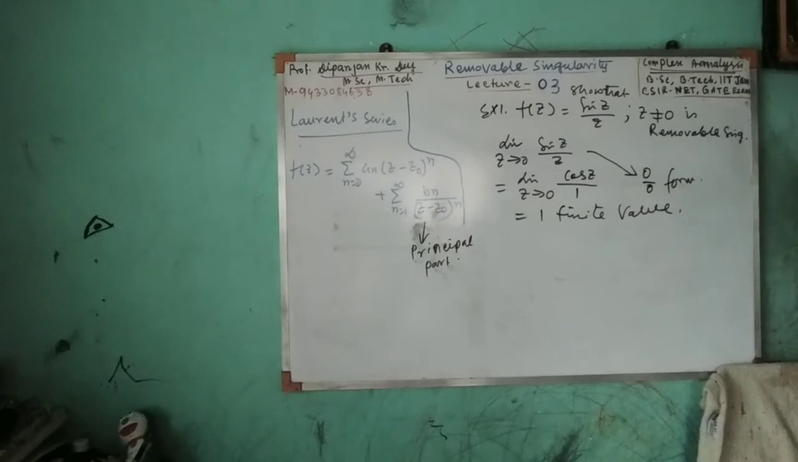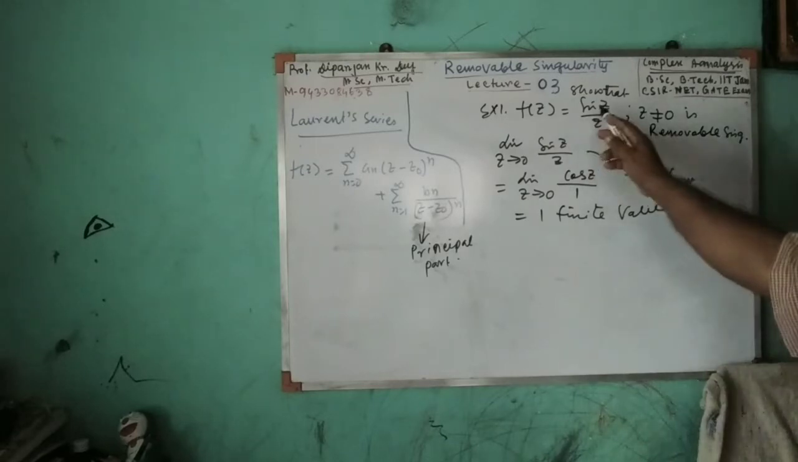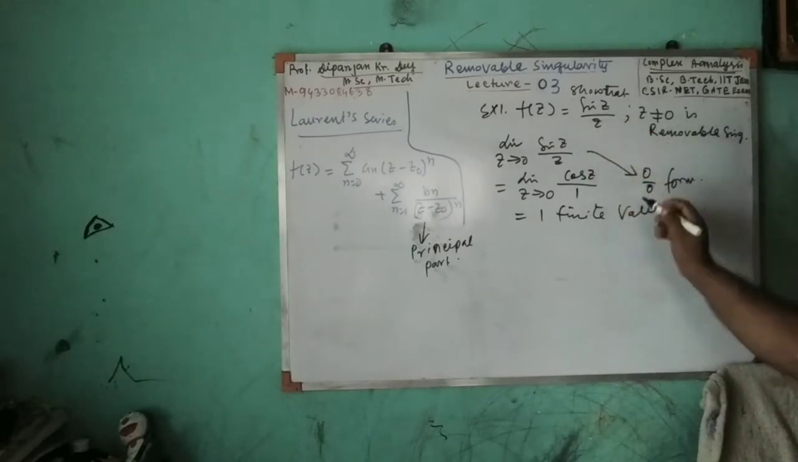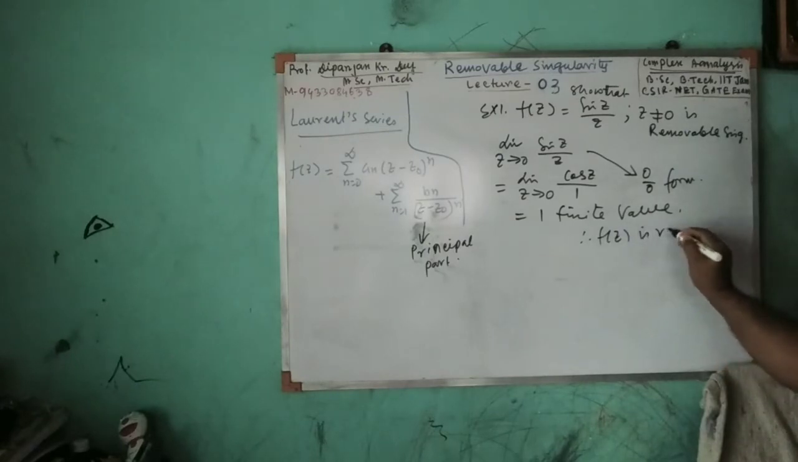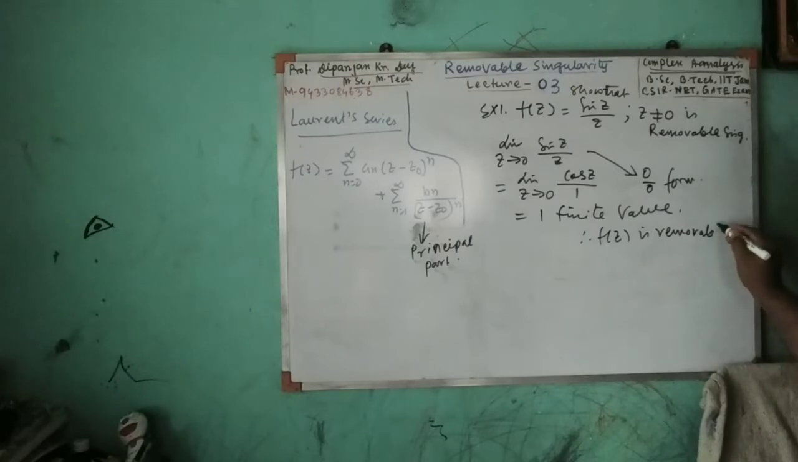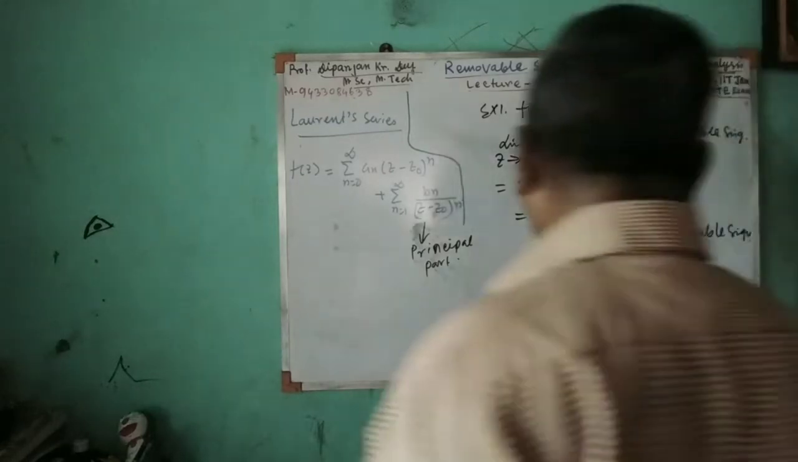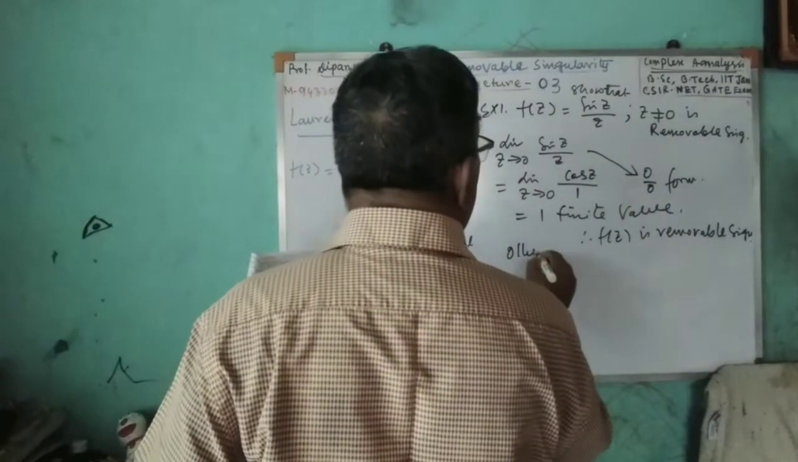If it is a finite value, we can say therefore f(z) = sin z by z is a removable singularity. Otherwise, you can do it another way.